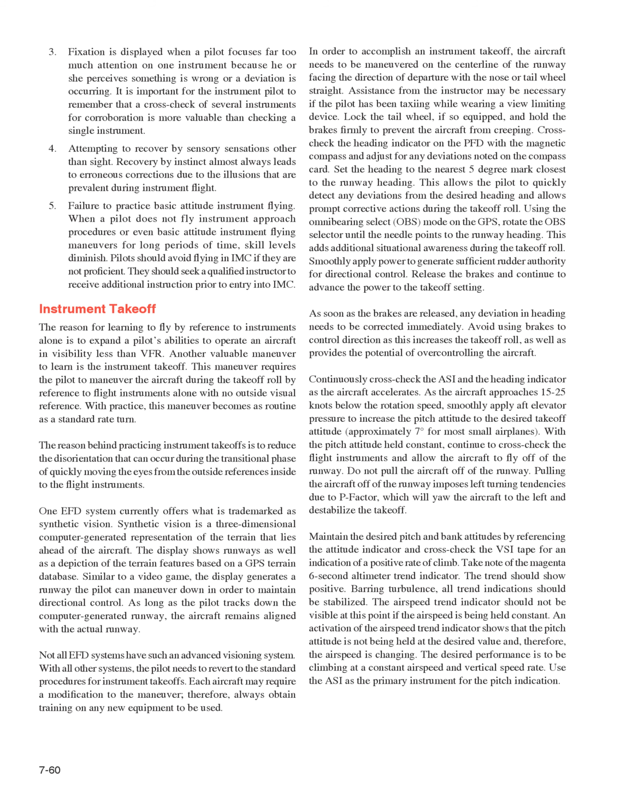As the aircraft approaches 15 to 25 knots below the rotation speed, smoothly apply aft elevator pressure to increase the pitch attitude to the desired takeoff attitude, approximately 7 degrees for most small airplanes. With the pitch attitude held constant, continue to cross-check the flight instruments and allow the aircraft to fly off of the runway. Do not pull the aircraft off of the runway.